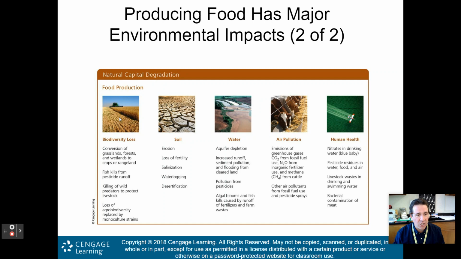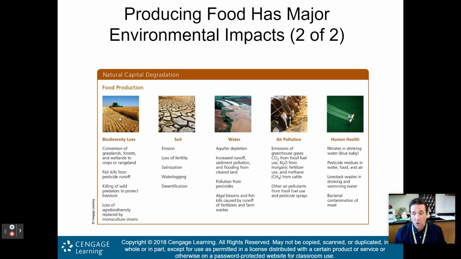Killing of wild predators to protect livestock. People have gone out and killed coyotes and wolves and things like that. We're actually losing biodiversity that way, and a loss of agrobiodiversity replaced by those monocultural strains. Again, you're losing your agricultural biodiversity by just having rows and rows of the same crop. Soil problems: you have erosion, you have loss of fertility, you have something called salinization, which is too much salt that is left over in the soil, which plants do not grow in salt, guys.